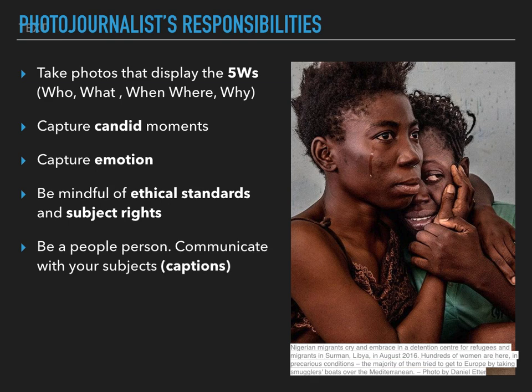You should also be a people person. Communicate with your subjects. Not everybody can do this naturally. Not everybody can communicate with people easily. This is something that has to be worked on and honed over time. But if you want to be a successful photojournalist, you have to be comfortable talking to people. There's no way around it. You have to make connections and talk to people to get details about who you're shooting, the people that you're shooting, the event that you're covering. You have to be comfortable with people.